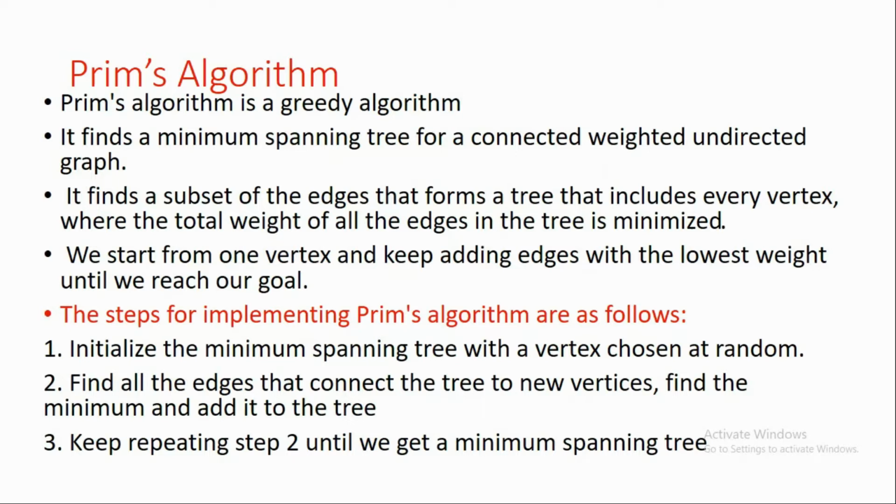Next are the basic steps for implementing Prim's algorithm. First, you have to initialize a minimum spanning tree with a vertex chosen at random. After initializing the spanning tree, you choose a starting vertex, and you can choose any vertex as the starting vertex. Next, you find all the edges that connect the tree to new vertices, find the minimum from those, and add it onto the tree. You repeat this step until we get a minimum spanning tree. Based on all these rules, we will do a problem.